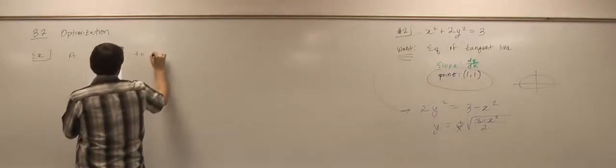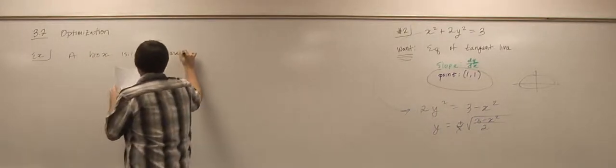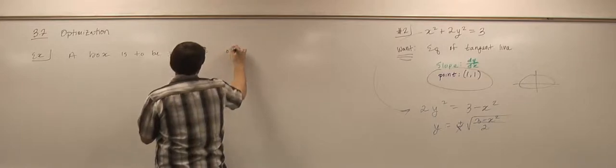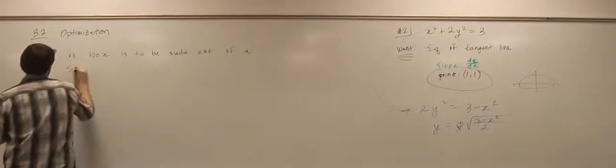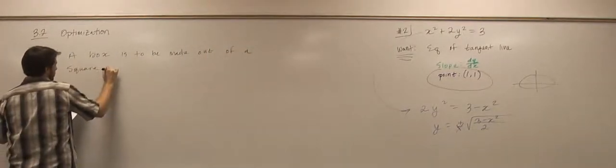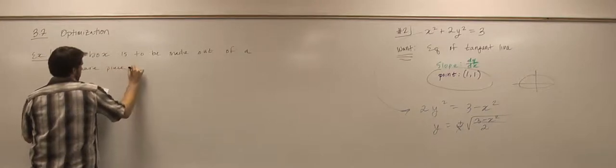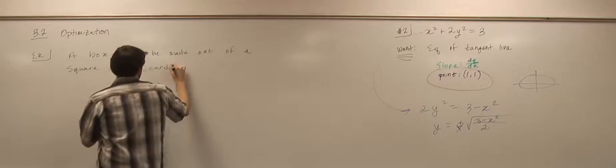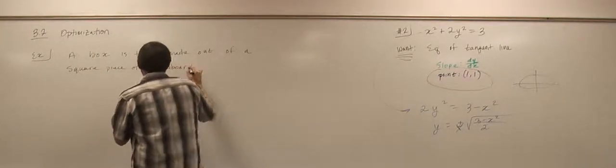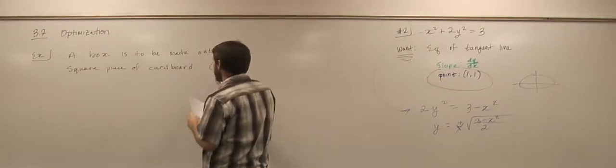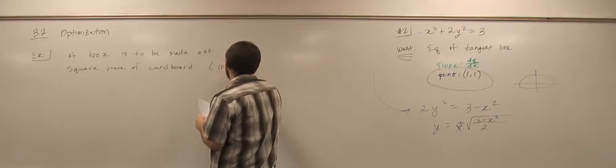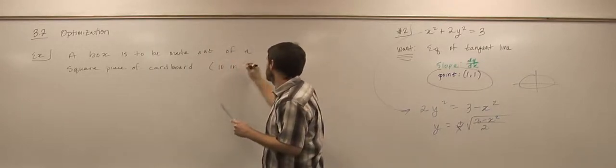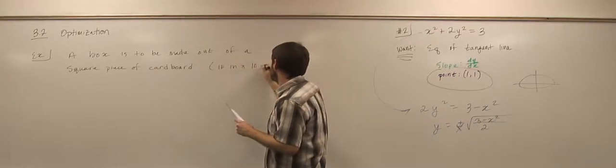A box is to be made out of a square piece of cardboard which is 10 inches on each side. The square piece of cardboard is 10 inches by 10 inches.